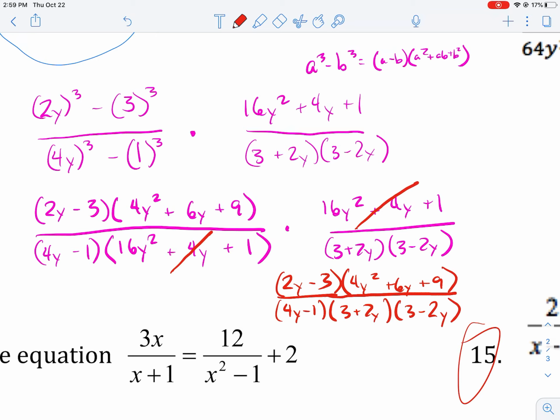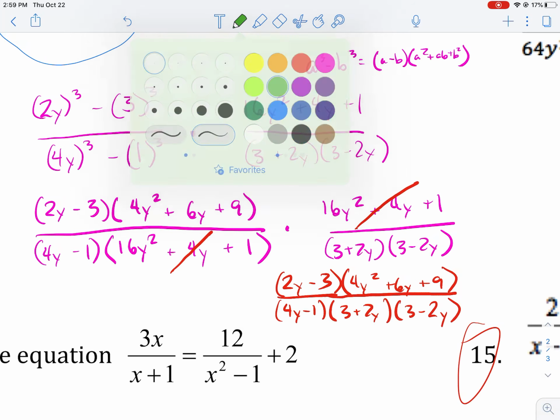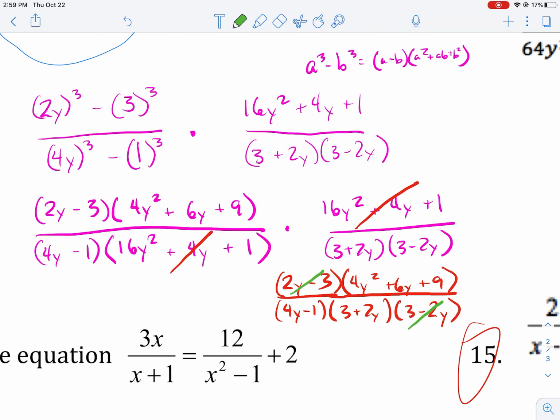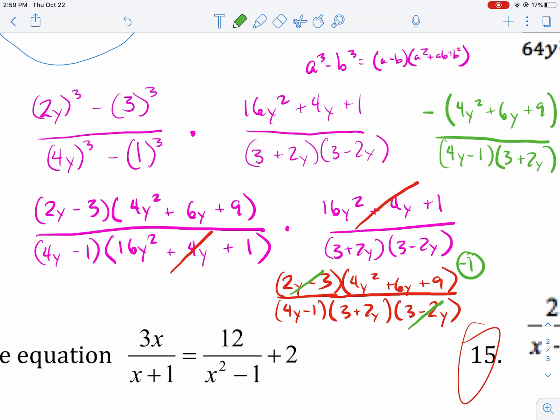I feel like I still see one more cancellation. Can you guys spot it? Hopefully you can. It's this guy right here. But mind you, when you cancel it, it becomes a -1. So our final answer is going to be negative 4y squared plus 6y plus 9 all over 4y minus 1 times 3 plus 2y. And there is our answer.